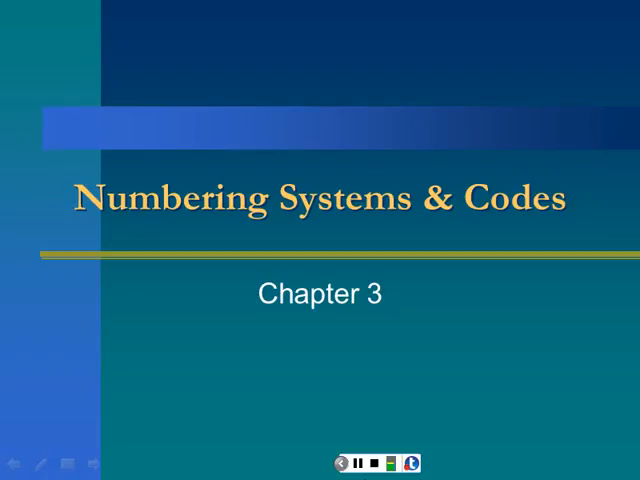There are a few things about gray code that you need to know. So basically these are the numbering systems and codes that we're going to be talking about. And I believe this probably starts on your page 49 or 50.